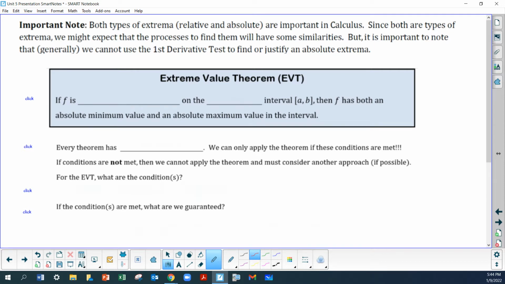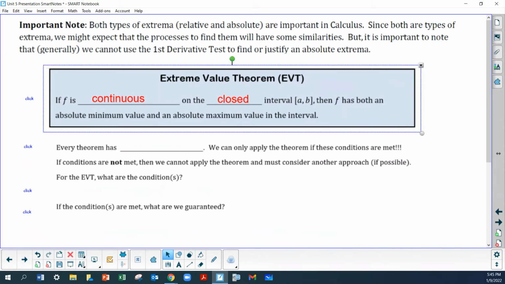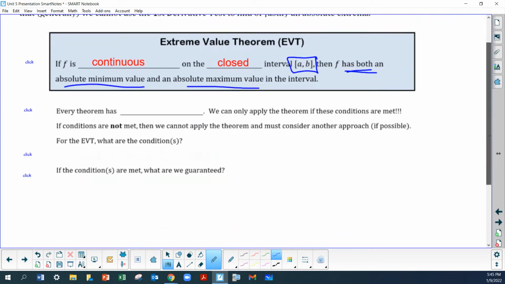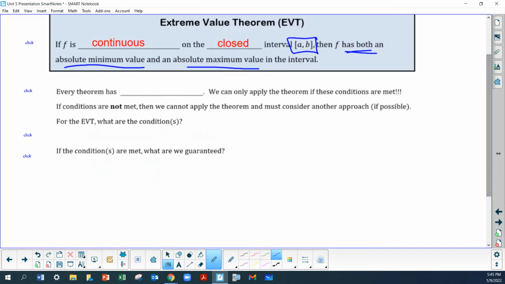So if f is a continuous function on the closed interval a to b, then f has both an absolute minimum value and an absolute maximum value. Here they are. This theorem is giving us a guarantee. It will have both. So as long as we're on a closed interval, we are guaranteed that it's going to have both a min and a max.